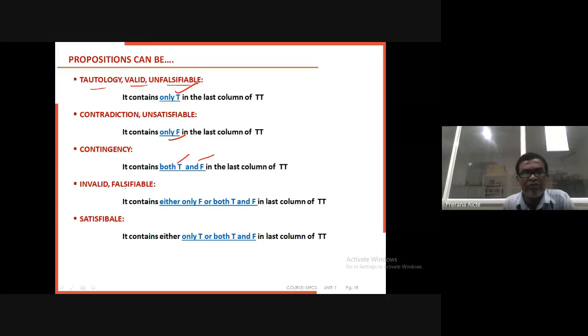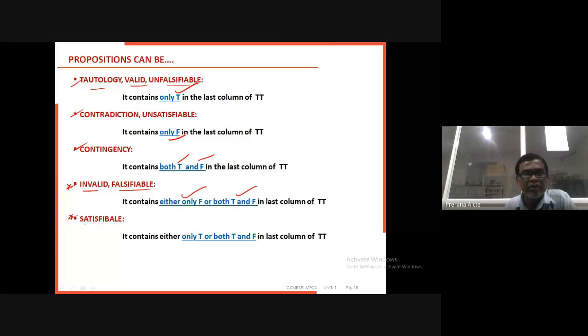And coming to invalid and falsifiable. These three are very easy to remember and understand, but these two are somewhat tricky that you have to remember. If you want to check whether it is invalid or falsifiable, it contains either only false, or both true and false in the last column of the truth table. Then that proposition may be treated as invalid or falsifiable.